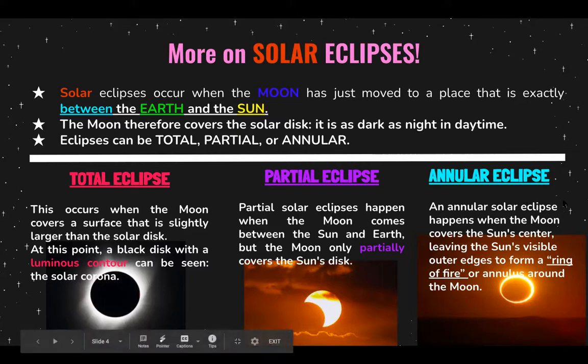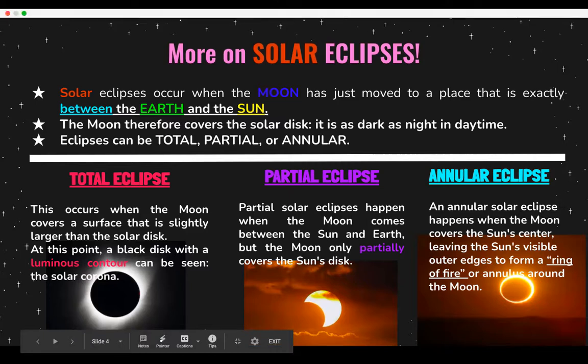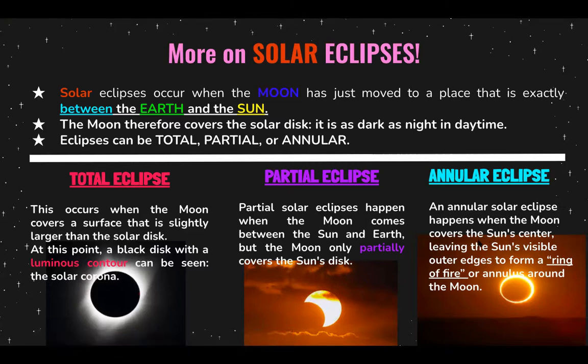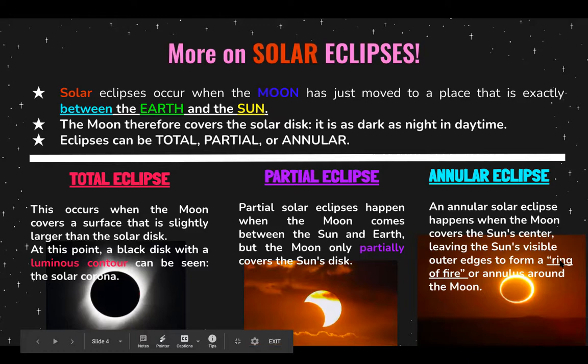Then we have an annular eclipse. An annular solar eclipse happens when the moon covers the sun's center, leaving the sun's visible outer edges to form a ring of fire or annulus around the moon. Okay, so over here we see that the moon is covering just the center. It's not covering it entirely like with the total eclipse. So we still see this ring of fire, right? Because that's the moon covering the center of the sun, and then this would be the outer part of the sun that is showing. Over here, there was total covering, and you just see this luminous contour, right? But you're not seeing the same thing as this.